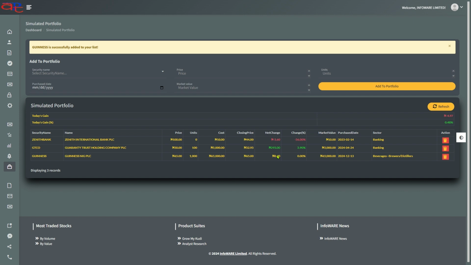You don't want to go and do that on the live market first. You can do it in your simulated portfolio: add that stock to your portfolio at a price, put in the units, select the date, and add to your simulated portfolio. Then you can be watching and see how your strategies are playing out. And if it's a positive outcome, then you can go ahead and implement that on a live market. So basically, that is just what simulated portfolio does.